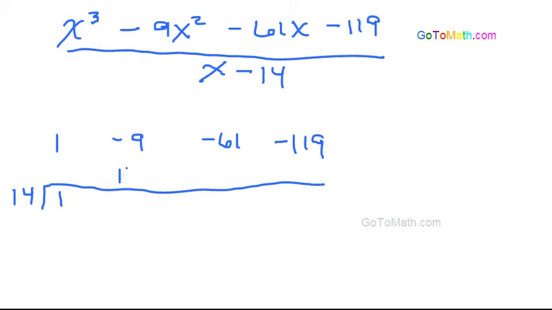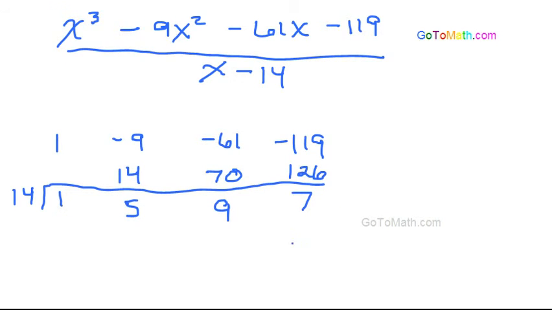14 times 1 is 14. So that's going to be 5. 14 times 5 is 80. No, 70. What is it? Does anybody know? And then we got 9 here. And then of course, 14 times 9 is 126. And then that's going to be 6 and 7.